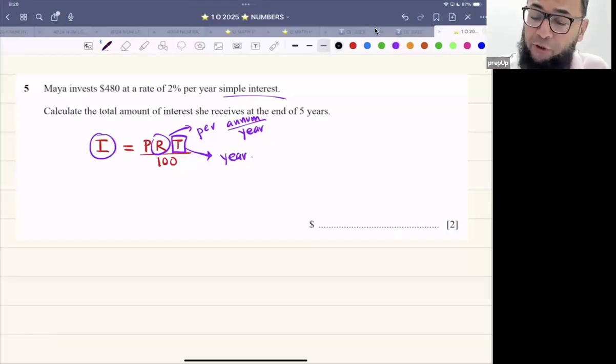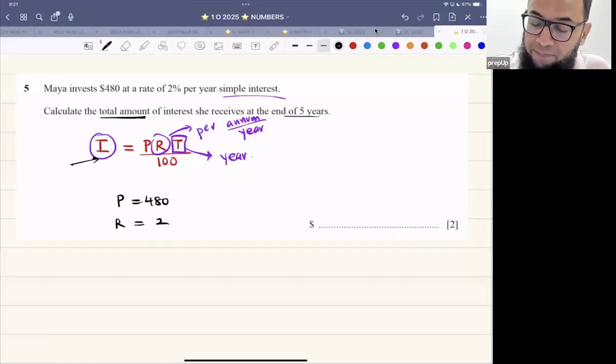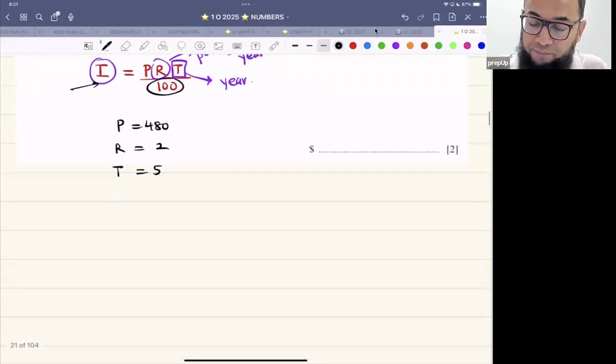Now this is a paper 1 question. Maya invests $480 at a rate of 2% per year simple interest. Calculate the total amount she receives. They are asking for total. First we will find the interest only at the end of 5 years. Principal amount 480, rate 2%, the time period 5 years, and this 100 is already there for this percentage. That's already taken care of.